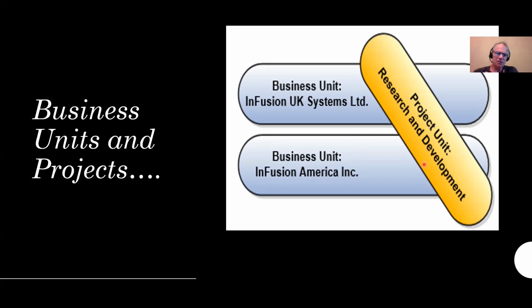There's one research and development project team, but what they do is they're responsible for the UK business unit as well as the American business unit. So all the R&D is encompassed in one project. Obviously, dividing it up between these two would make it more difficult. Here, you could just roll it all into one, and they would get the benefits of the project.